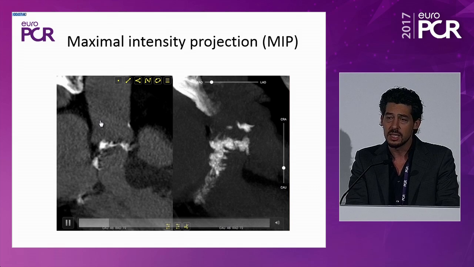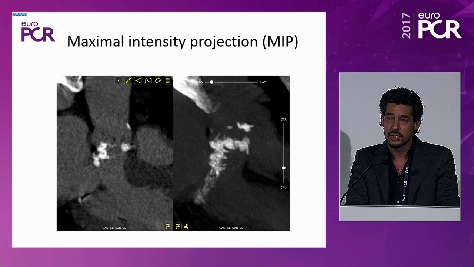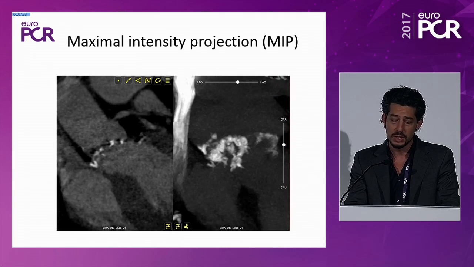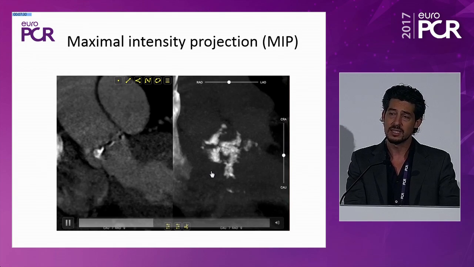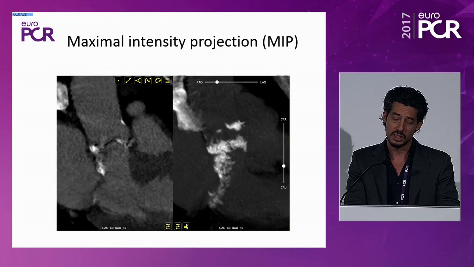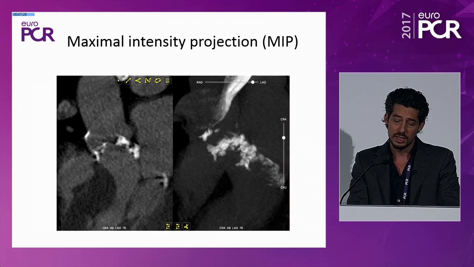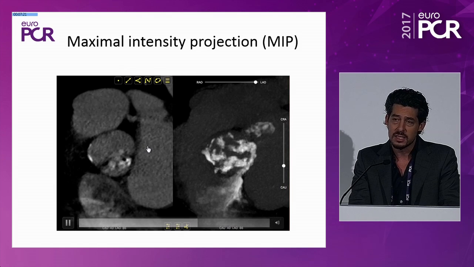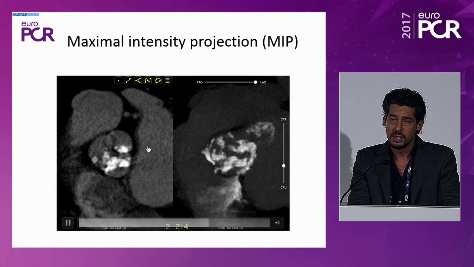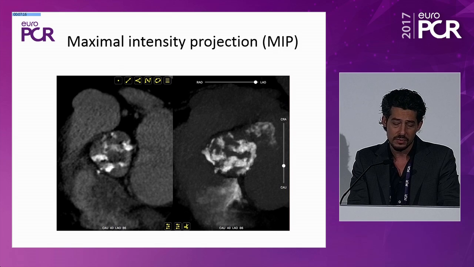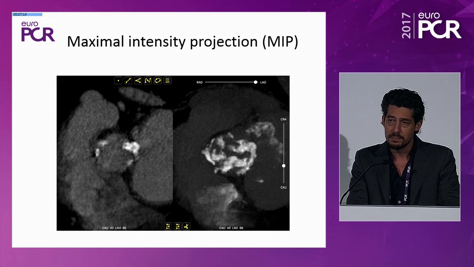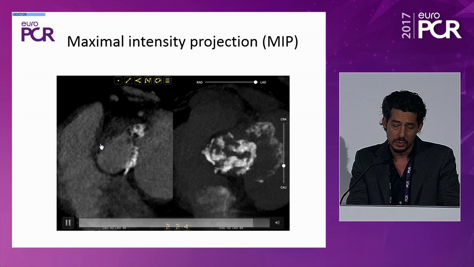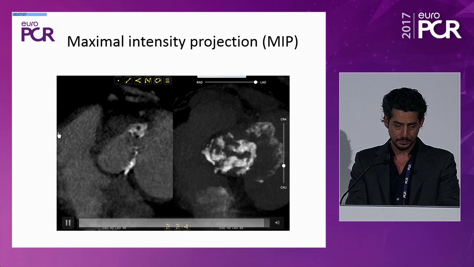What you see on the right-hand side is what we call a maximal intensity projection, or a MIP. This provides you a sort of 3D representation and stacks all the CT slices on top of each other, so it gives you an idea of what type of calcification you're dealing with. You see here that you have severe calcification that extends from the leaflets down onto the anterior side of the mitral valve leaflet, and there's also some mitral annular calcification. And you see here now we're in the short axis view of the valve.